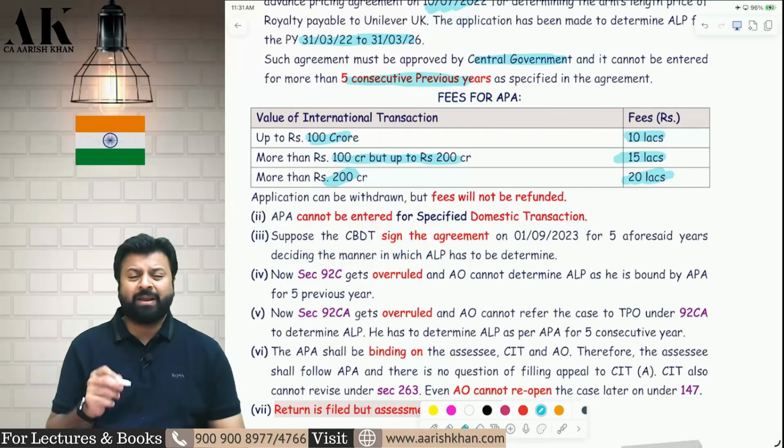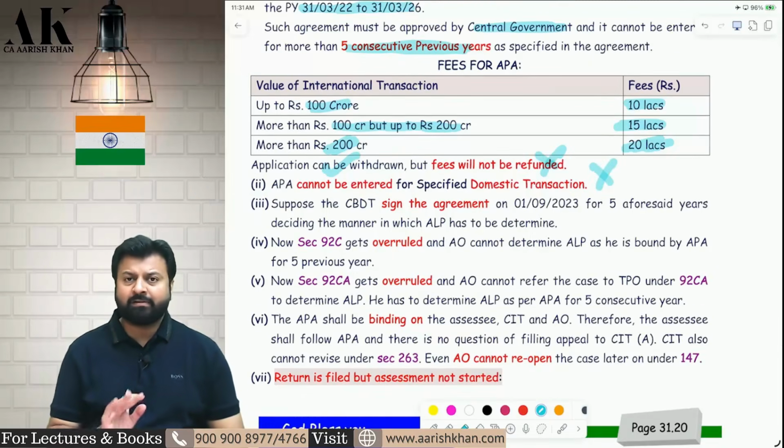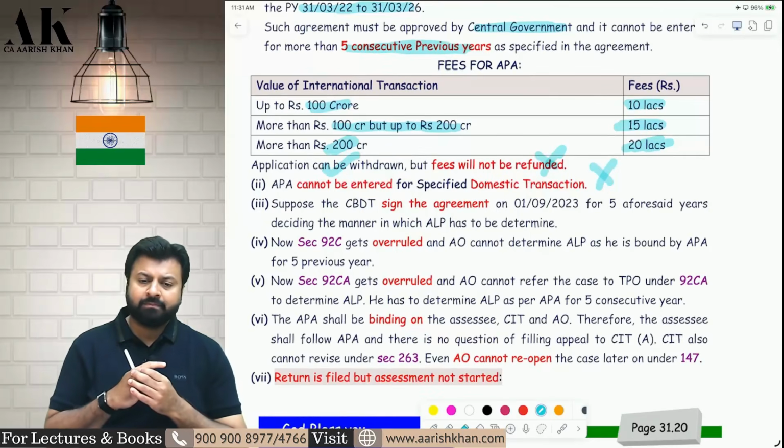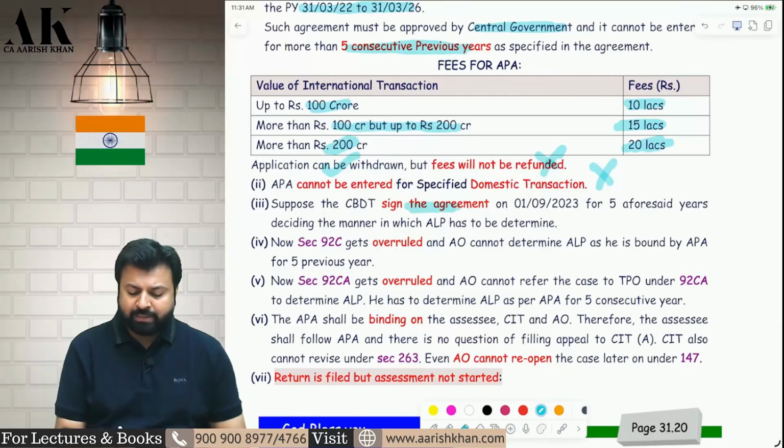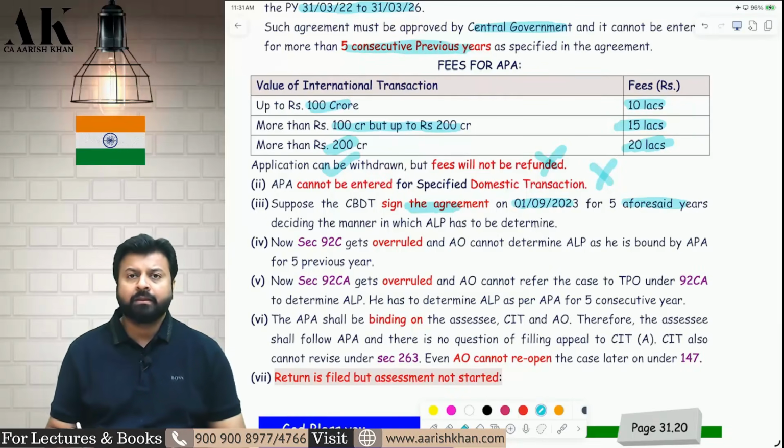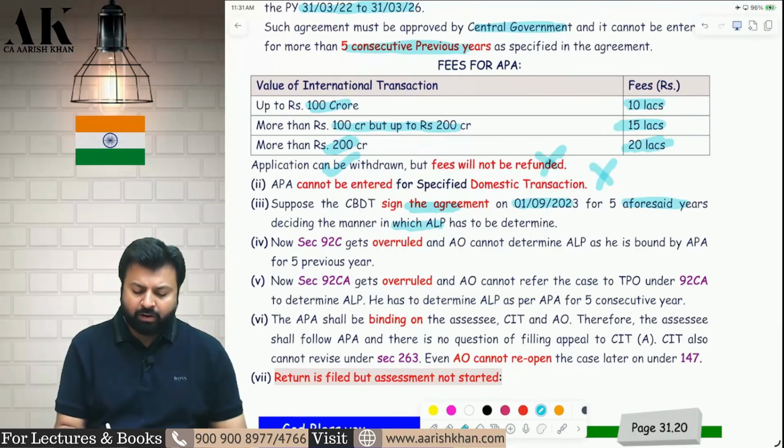Can I withdraw the application? You can withdraw the application after making it, but the fees is not refundable. You will not get a refund of the fees. Further, as I have told you, specified domestic transactions are not covered in this agreement. Now, once the agreement is signed, suppose it is signed on 1st September 2023 for 5 consecutive PYs, then the agreement will tell you either the manner or the amount.